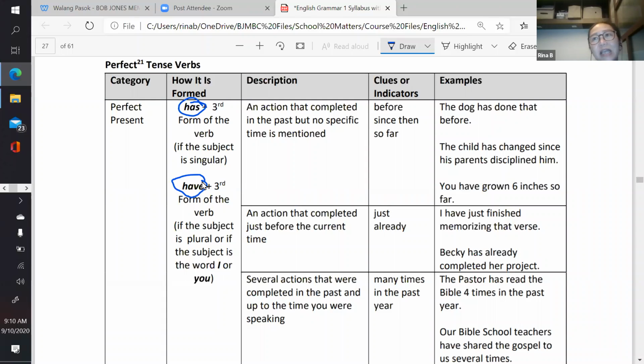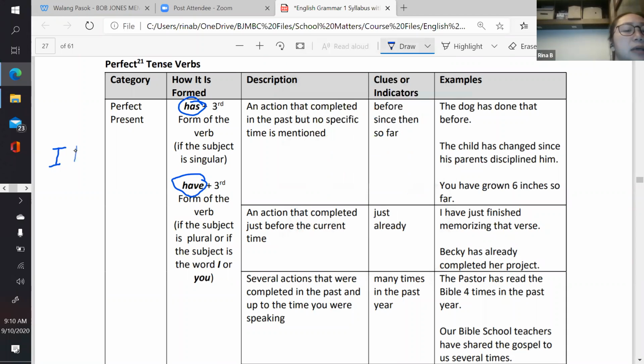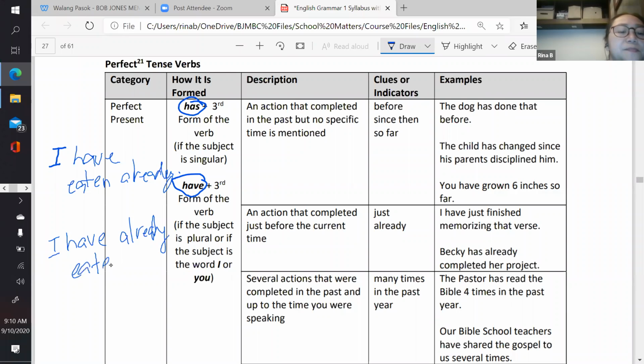But in the English language, the already should be in between the two verbs, the auxiliary and the main verb. So instead of saying I have eaten already, this is Filipino English. What you should be saying is, I have already, sorry for my writing, eaten. I have already finished my work. Okay?